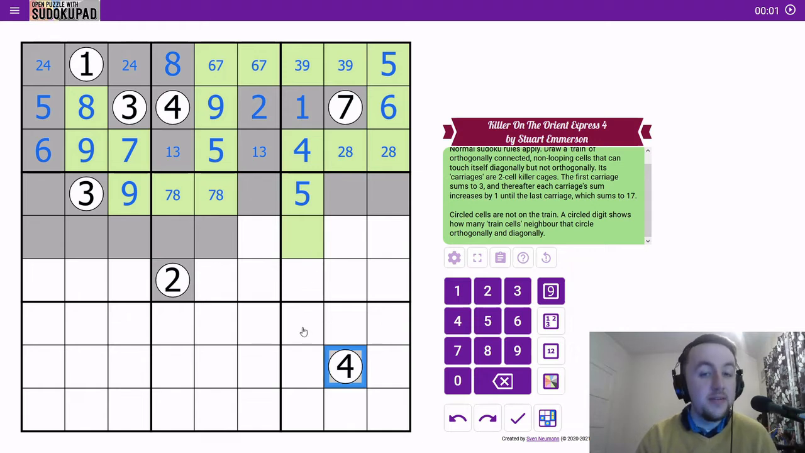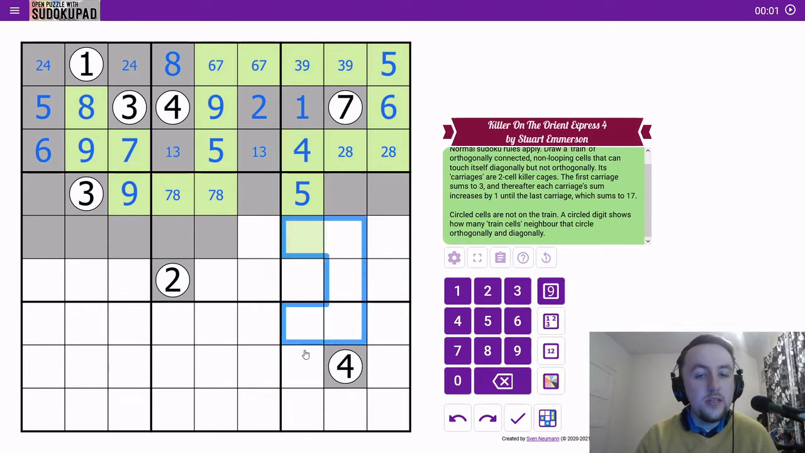So it's going to have to visit the 4 first and then the 2. What else do we know about the 4? Well, it can't go round the back of the 4 because then it's going to be at least 5. And it can't end here either because then that would be 4 cells within the same box at the end of the train, and that's not allowed. So it's going to have to come out this way.